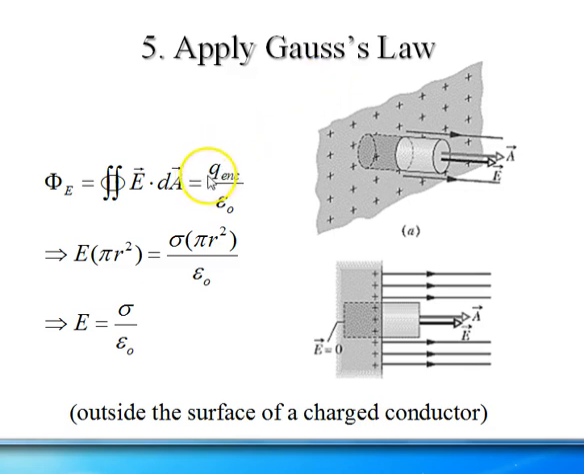So we can then apply Gauss's law. Our flux we determined was E times pi r squared. Our charge enclosed we determined was sigma times that same area, pi r squared, and then we divide by epsilon naught. So now our electric field is sigma over epsilon naught, and that's true just outside the surface of any charged conductor.